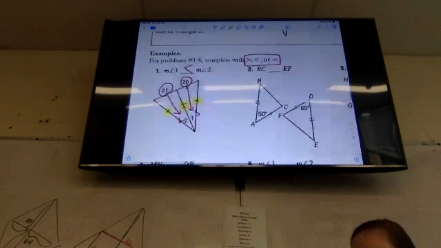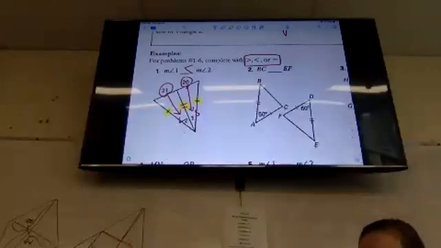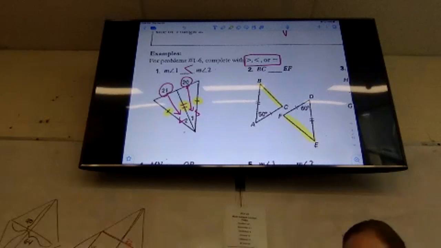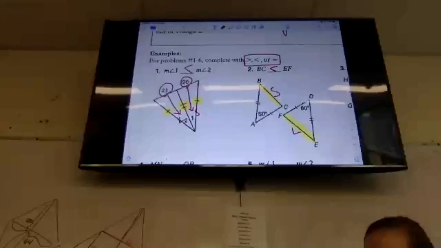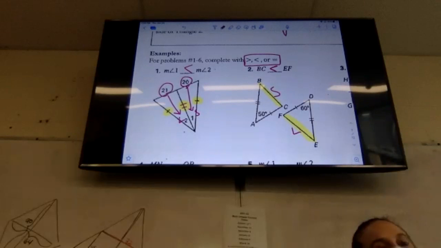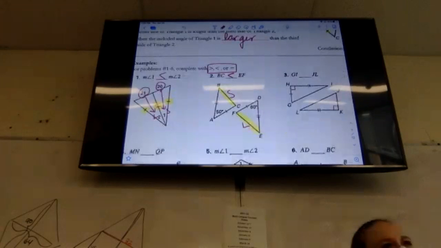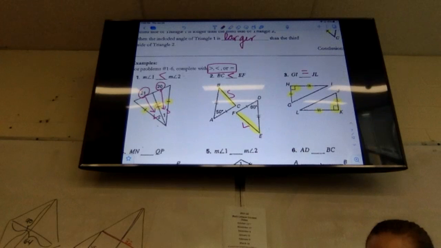Okay. Let's look at the next one. What do we think here? Is BC bigger or smaller than EF? Smaller. 50 degrees is smaller than 60 degrees, so BC is less than EF. Not too bad, right? What about number 3? Sophia, tell me why. Good, the sides were equal, so that was cool. And then I look at the angle, and the angles are equal, so that means their opposite sides must be equal. We got some congruent triangles in there.